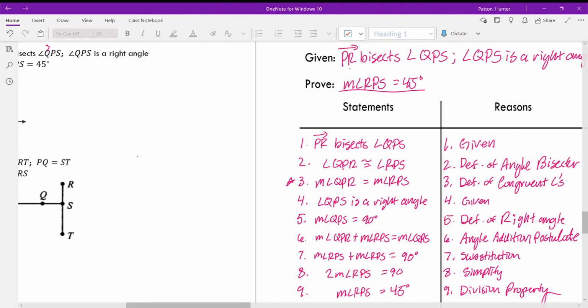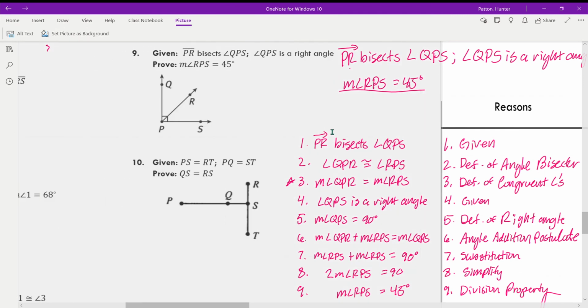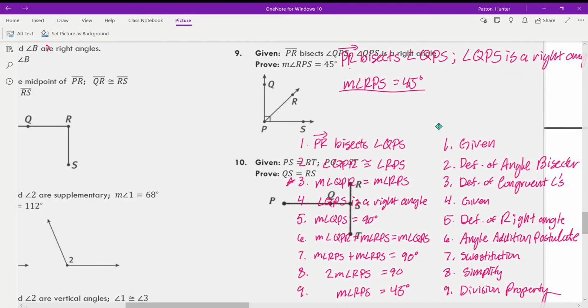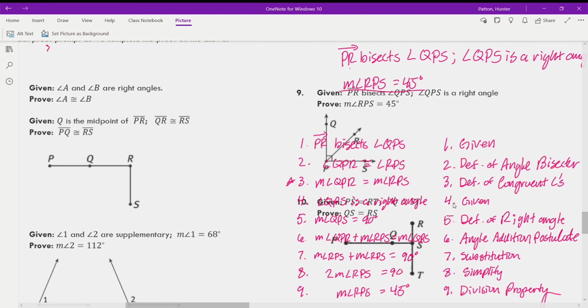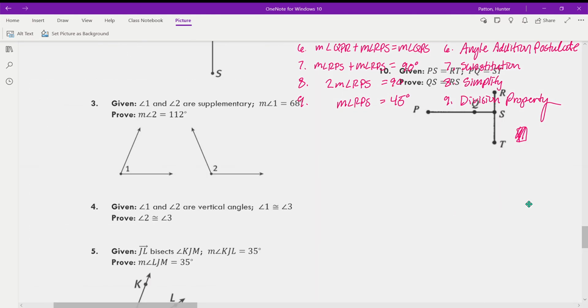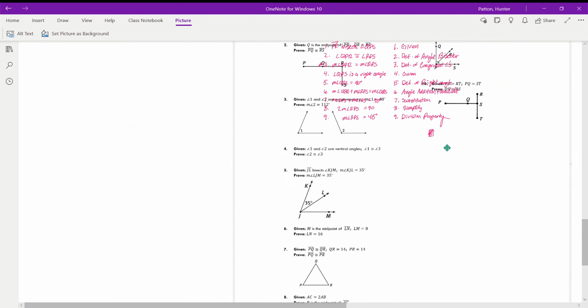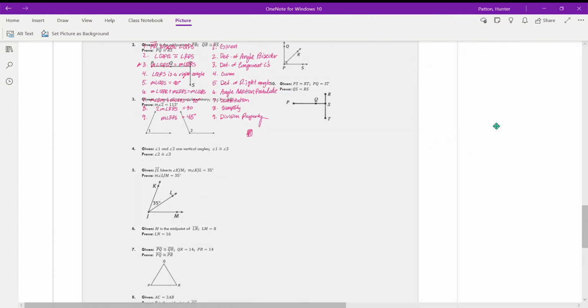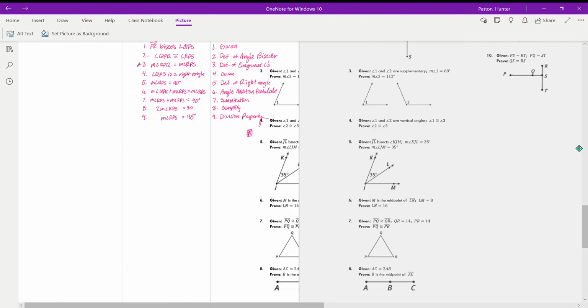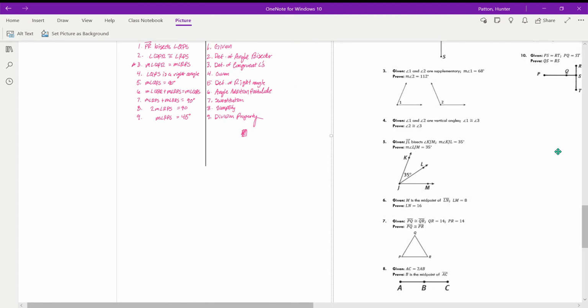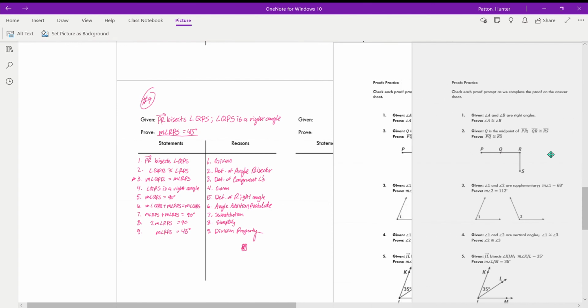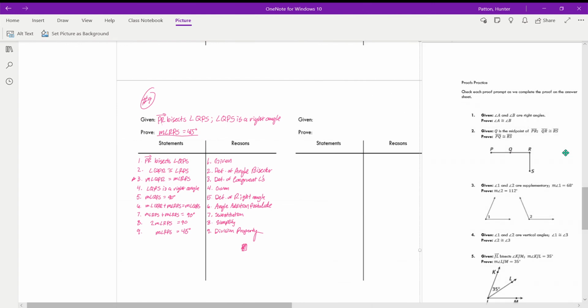Now lastly, we do number 10. I'm just going to go down for number 10. No, I don't have enough room over there. Let's bring it over here. I'm just going to have to go over a little bit. That's okay. Alright, number 10.